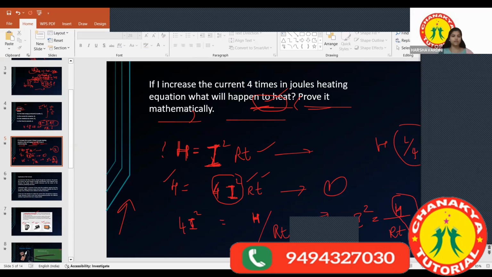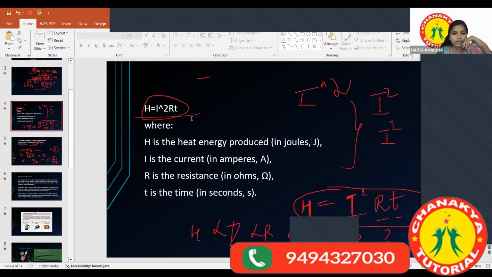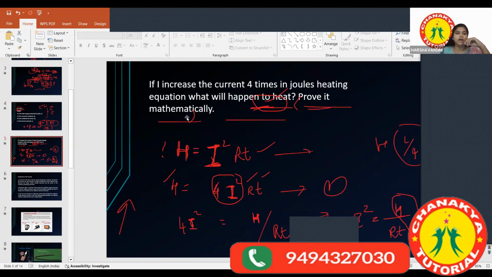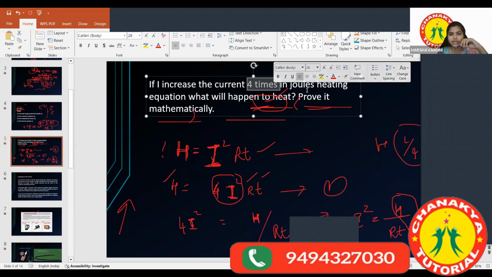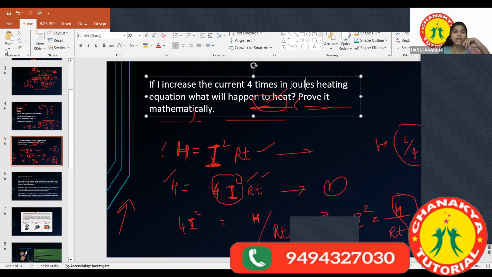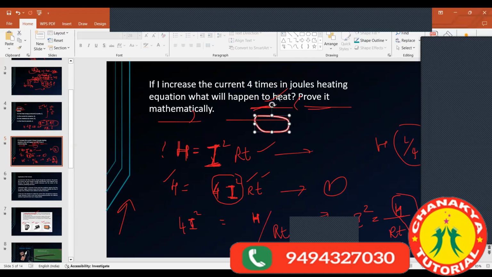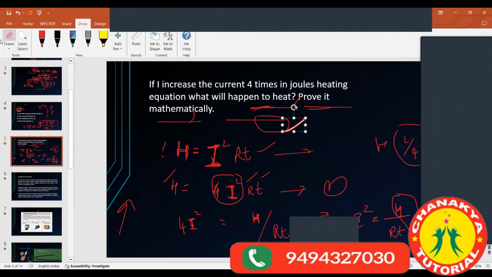So yesterday we were talking about Joule's heating effect, no? So H is equal to I square RT, and I was telling you to prove that mathematically. If I increase the current 4 times in Joule's heating equation, what will happen to the heat? Have you all tried that? Ma'am, I tried a little, but I also got stuck at the same point.